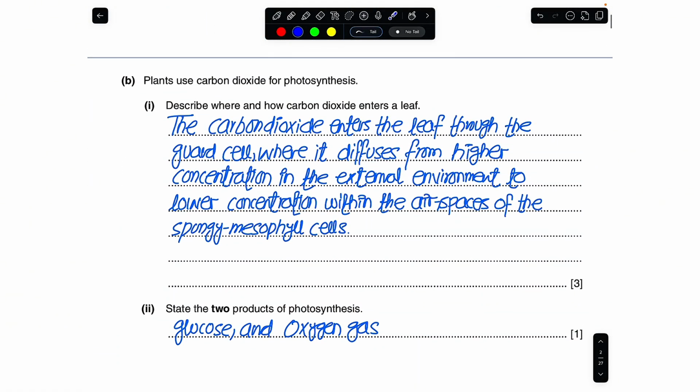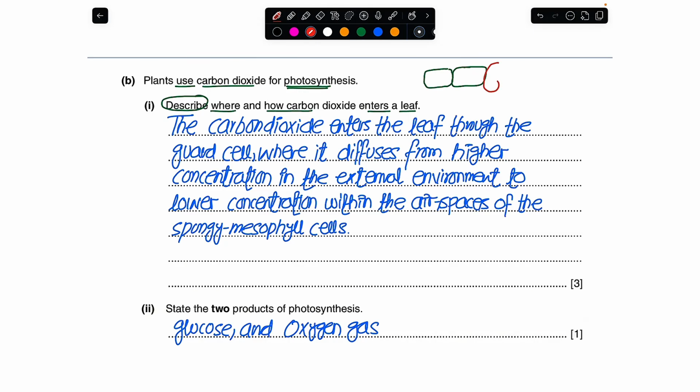Moving onward, they ask us that the plant uses carbon dioxide for photosynthesis, and we are required to describe where and how carbon dioxide enters a leaf, like where in a plant it enters and how it would enter. What we know is that on the lower side of the leaf we have the lower epidermis. And in between the lower epidermis, we have these bean-shaped cells. And these are the guard cells, isn't it?